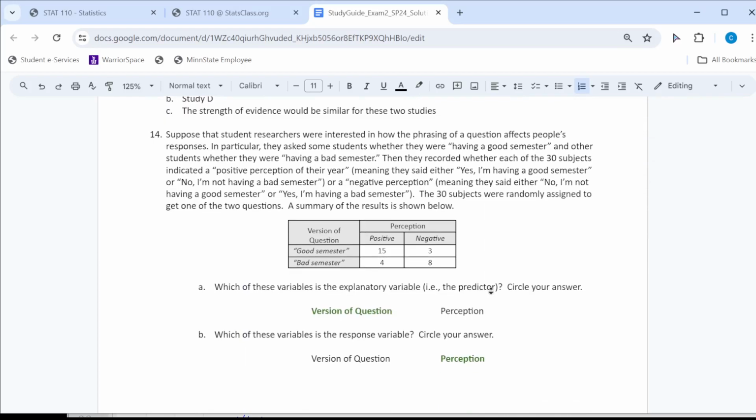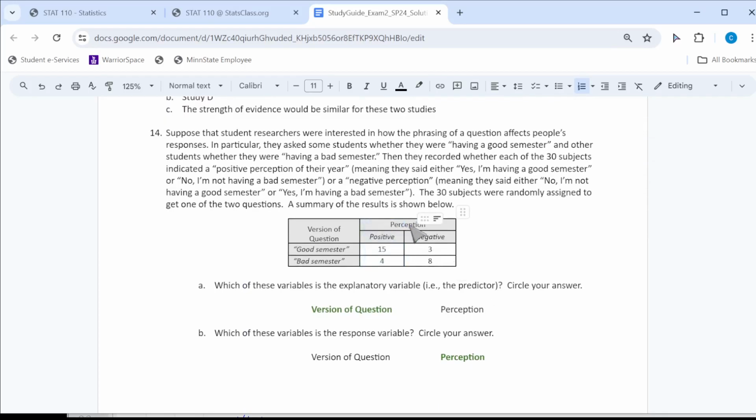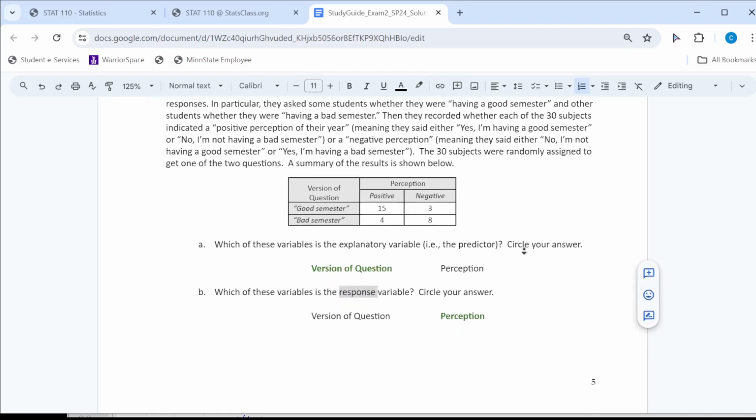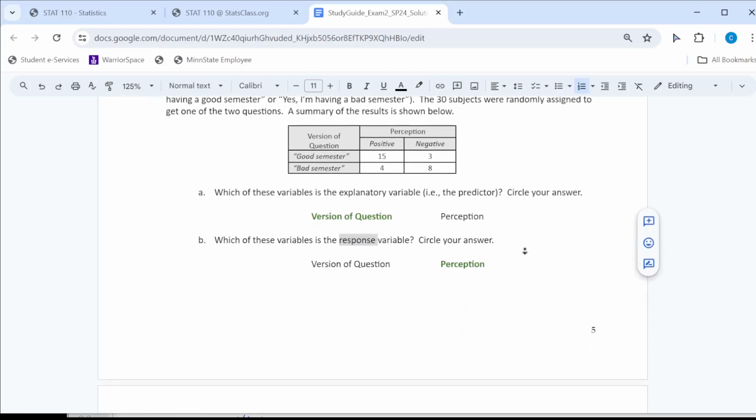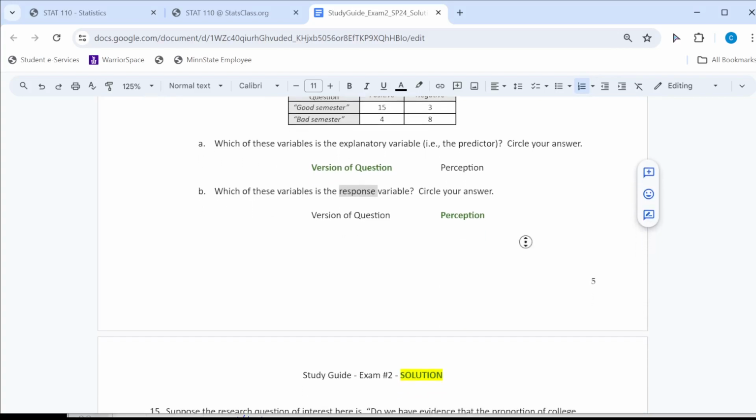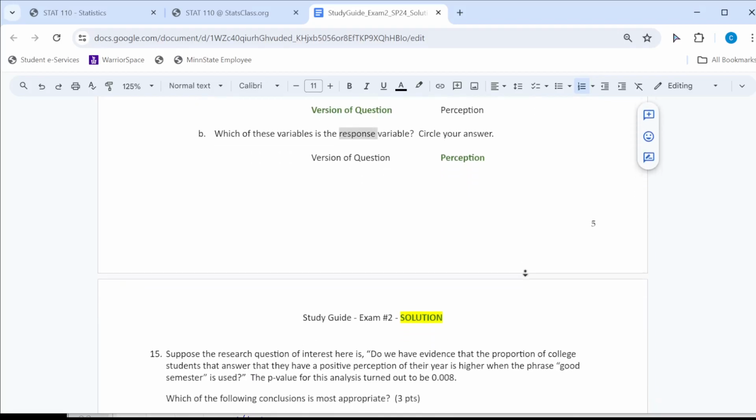Okay, there's 14. Again, the primary variable that I care about is perception here. So that is going to be my response variable. Whatever your primary variable that you're trying to compare across is your response variable. The explanatory variable or predictor variable is what creates your two buckets. So here I'd be looking at good semester and bad semester, making comparisons in the perception across those. So the question would be the explanatory variable, and the perception would be the response variable.